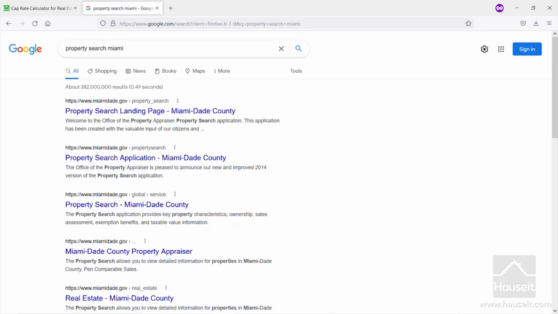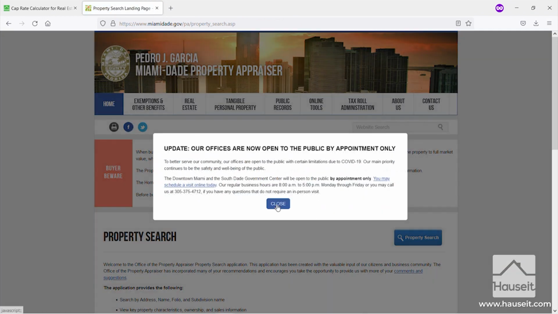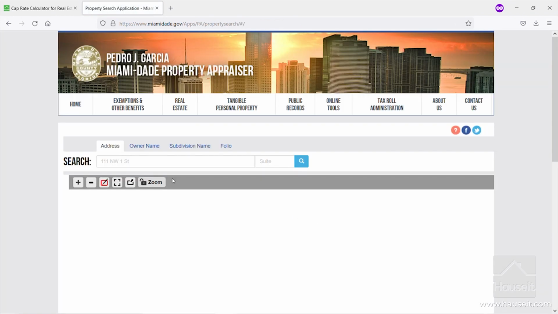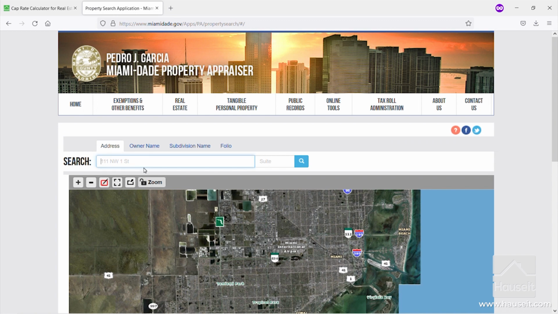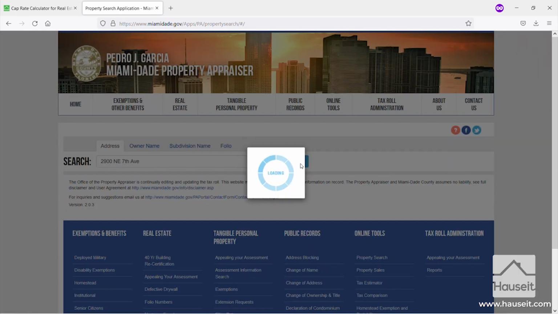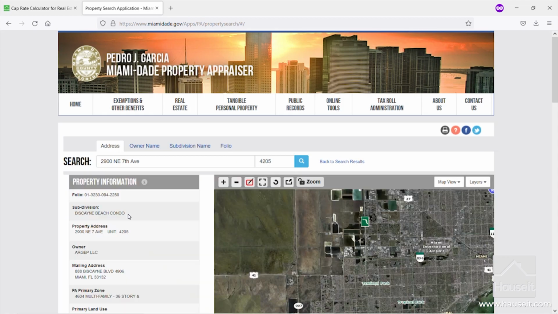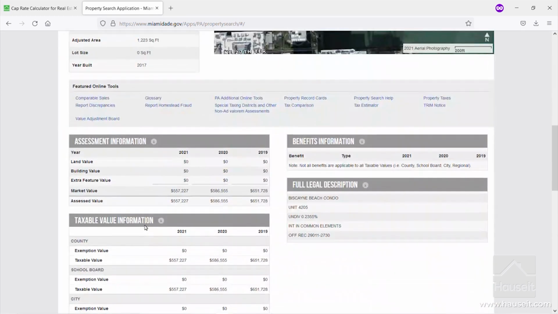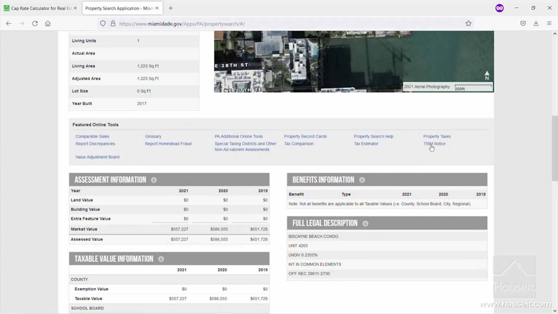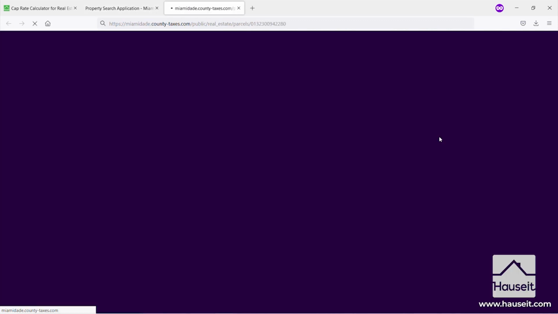So we've searched for property search Miami. You see the miami-dade.gov website. You can do a property search directly here by owner name or the address. Okay, you take a look and you'll see that there are property taxes here.